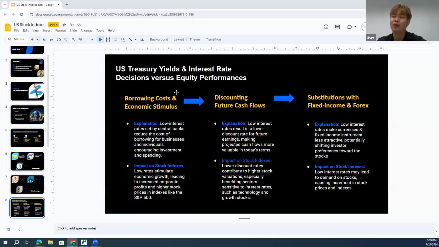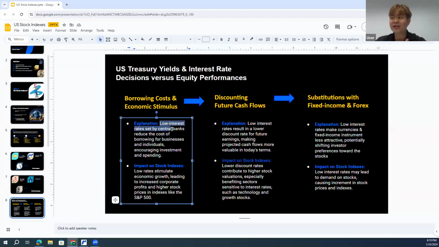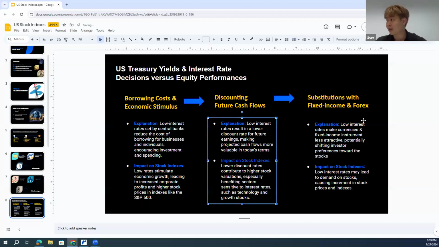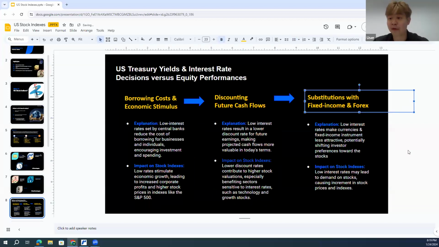Interest rates are linked to the borrowing cost as well as economic stimulus. So when the Federal Reserve wants to lower the interest rates, right? A low interest rate set by the central bank, what does it mean? It means that a lower interest rate will likely reduce the borrowing cost.